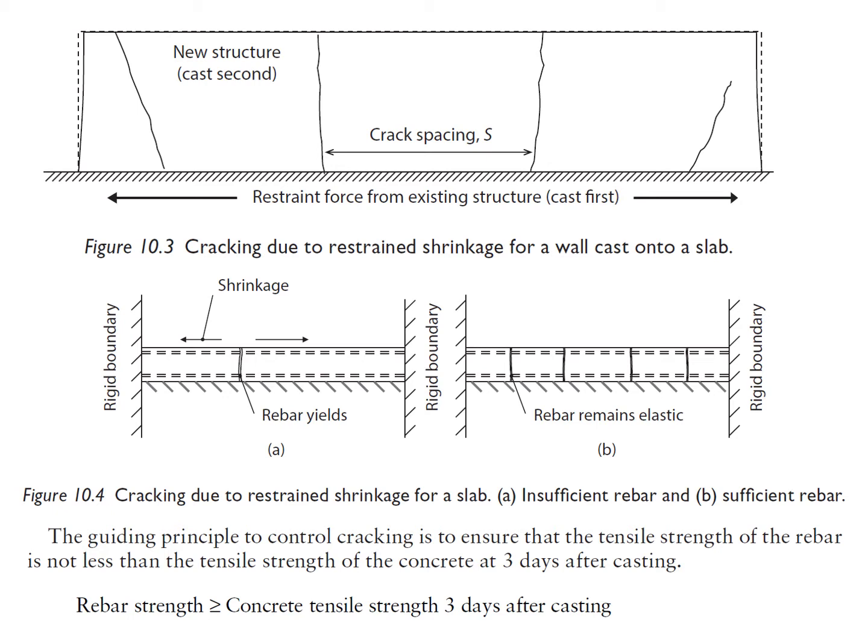However, if the tensile strength of the rebar is greater than that of the concrete, then the rebar in the cracks will remain elastic. Elastic movements are much smaller than plastic ones, therefore the crack width will be less. More cracks will be formed to take up the movement, as you can see in figure 10.4b, but the crack width will be less. The guiding principle to control cracking is to ensure that the tensile strength of the rebar is not less than the tensile strength of the concrete at 3 days after casting.